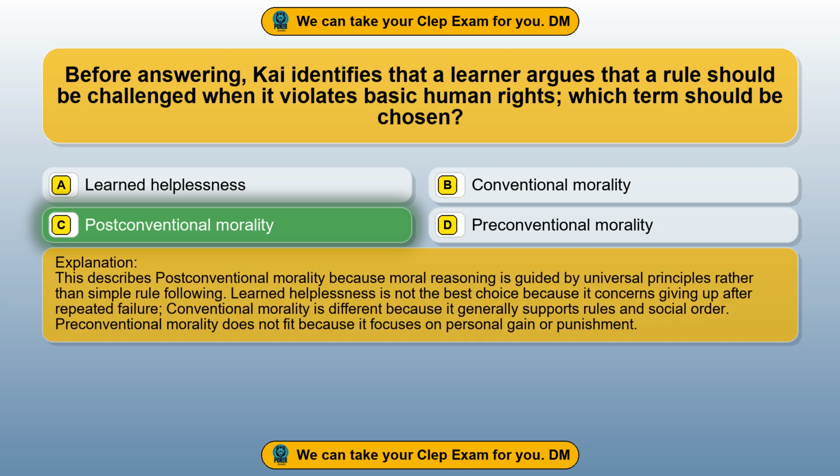This describes post-conventional morality because moral reasoning is guided by universal principles rather than simple rule following. Learned helplessness is not the best choice because it concerns giving up after repeated failure. Conventional morality is different because it generally supports rules and social order. Pre-conventional morality does not fit because it focuses on personal gain or punishment.